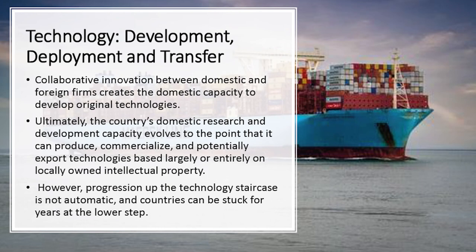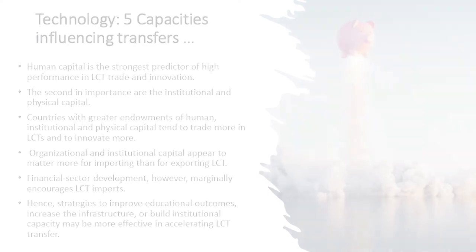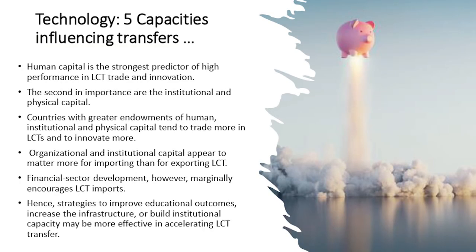There also is the issue of capacity. And of course, I'll speak about five capacities influencing technology transfer. The capacities that influence technology transfer include human resources, physical, financial, institutional, and organizational. And we need also to address these things as we talk about technology transfer. You will find more explanation in your PowerPoints that are loaded on the platform.